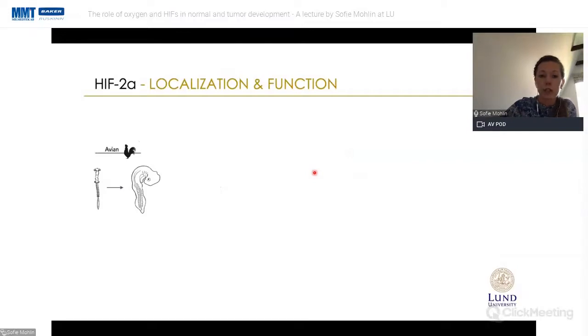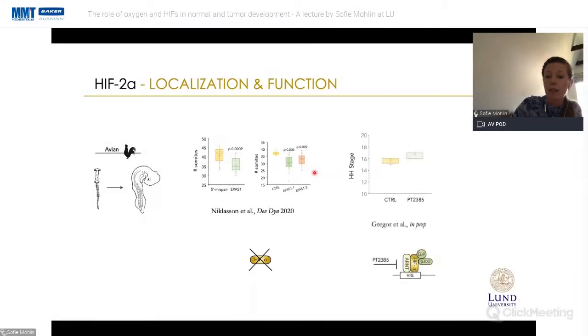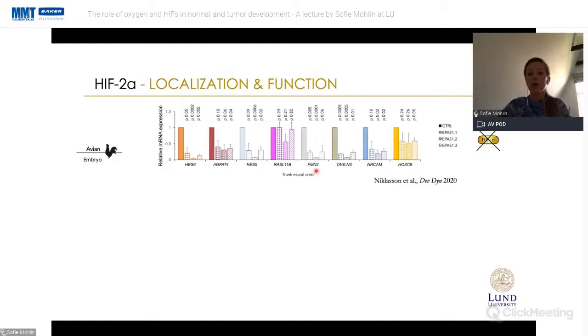So we looked into the chick embryo, and just to remind you, when we knock out HIF-2, we see this phenotype that the embryos are younger, they develop at a slower pace. We do not see this when we treat with PT.